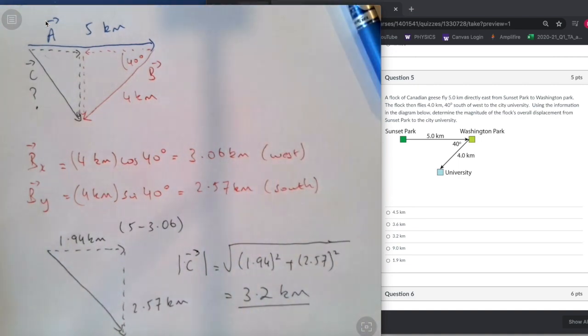Okay. So basically a vector addition question in the context of displacement is what the underlying concepts of question 5 are.